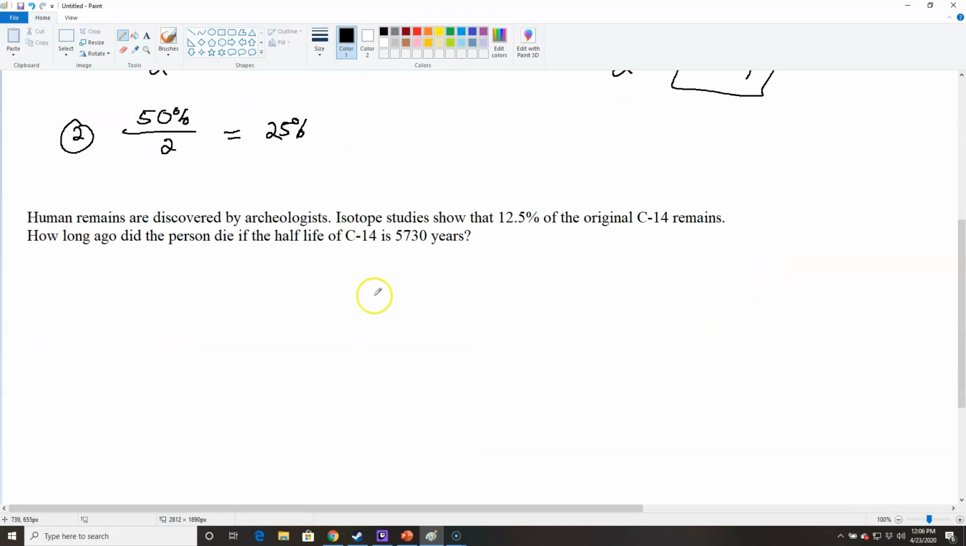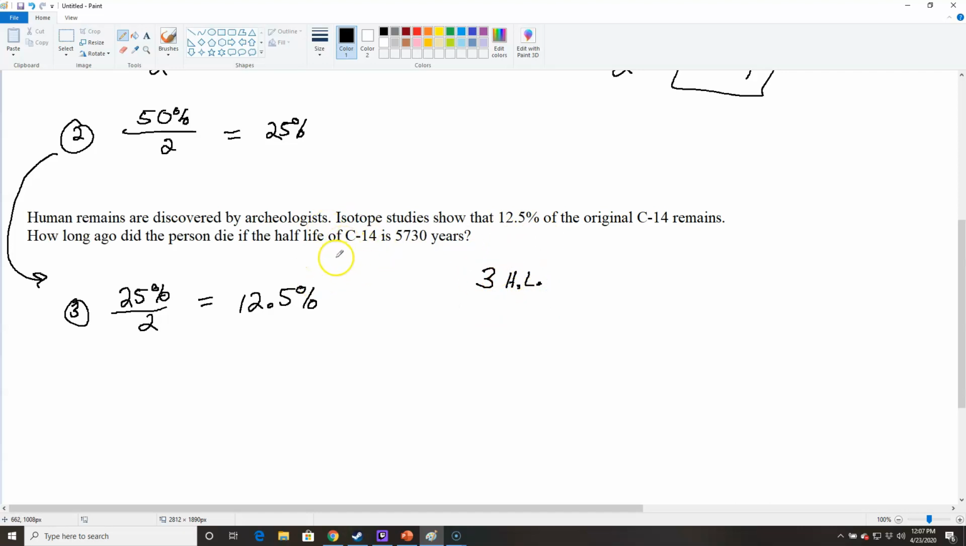So, moving on to the last one, human remains are discovered by archaeologists. Isotope studies show that 12.5% of the original C14 remains. Kind of continuing on what we did in the other question, let's take that 25%, let's cut it in half for the third half-life, and that brings me down to 12.5%.